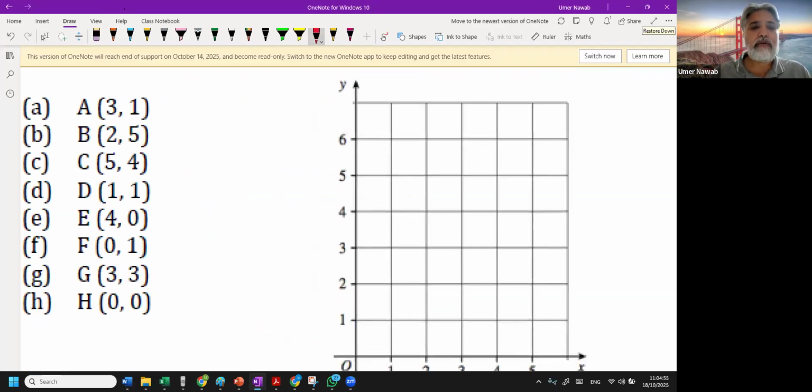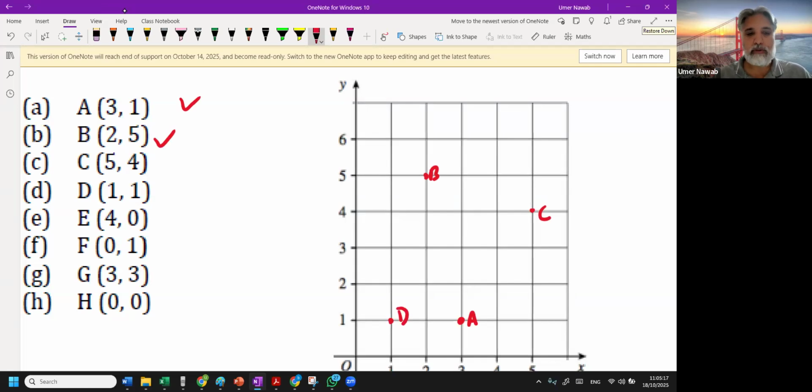Now, if he gives you the points, so 3, 1 means 3 right and 1 up. So this is my point A. 2, 5, 2 right, 5 up. That is my point B. I'm showing these points on the rectangular coordinate plane. 5, 4, that is point C. D, 1, 1, this is D.